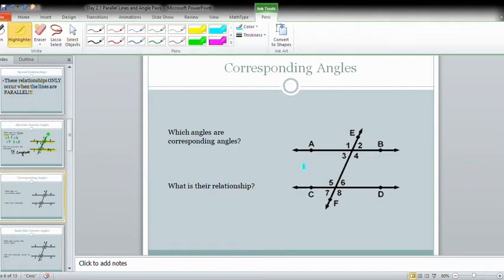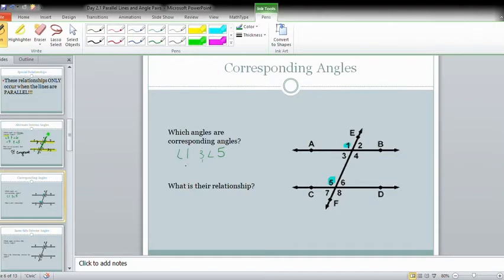Again, corresponding angles, if we look at our two lines and our transversal, are on the same side of our transversal, but one is going to be on the outside and one is going to be on the inside, right? So if we're looking for the corresponding angle to angle 1, we would slide down our transversal to get to angle 5, right? We're literally sliding it down and to the right. So this would be a translation, right? So angle 1 and angle 5 would be corresponding angles.